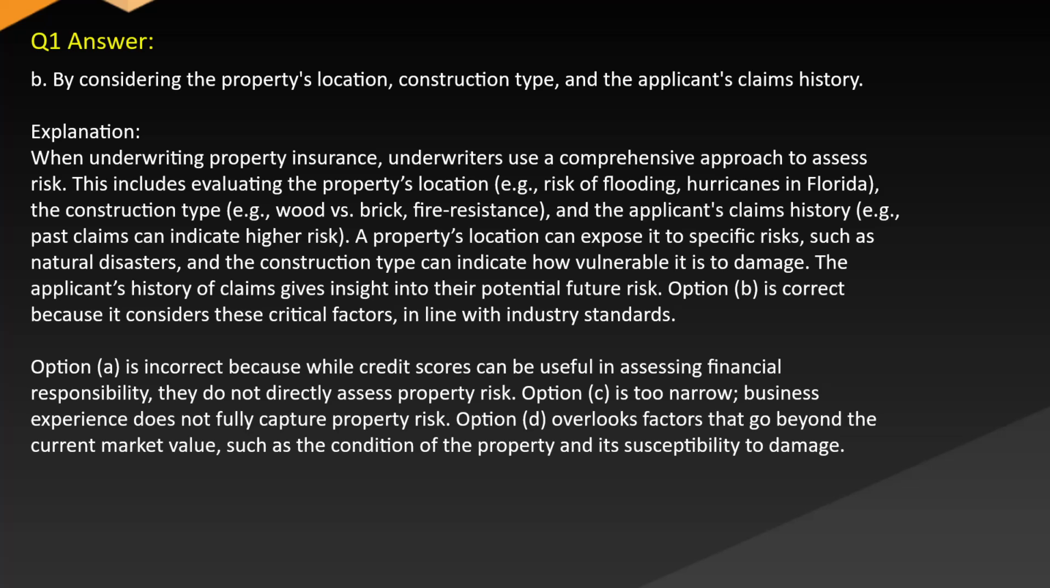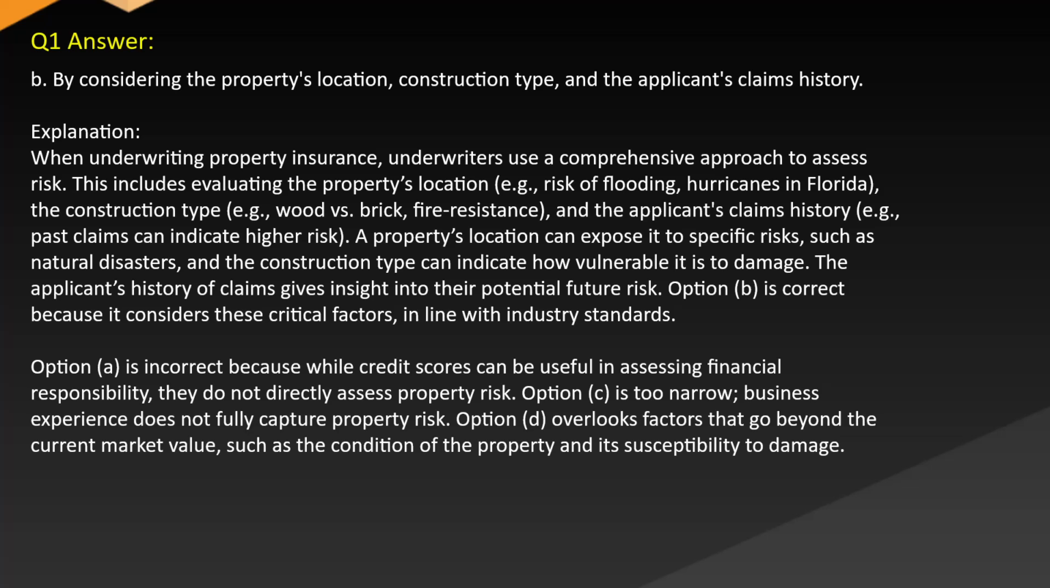Property's location can expose it to specific risks, such as natural disasters, and the construction type can indicate how vulnerable it is to damage. The applicant's history of claims gives insight into their potential future risk. Option B is correct because it considers these critical factors in line with industry standards.